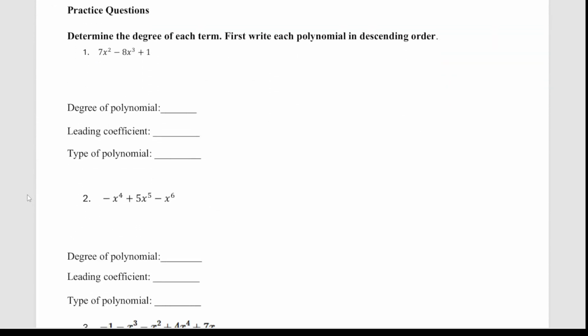So let's go ahead and do a few practice problems. I'm going to encourage you to go ahead and pause your video and try out these 2 practice problems, identifying the degree of the polynomial, the leading coefficient, and the type of polynomial it is.